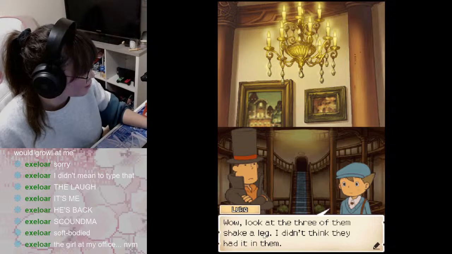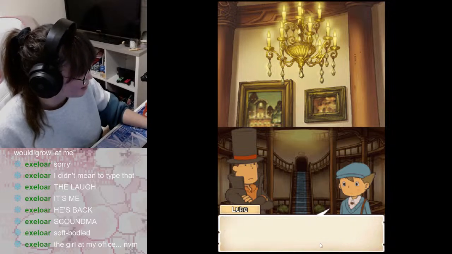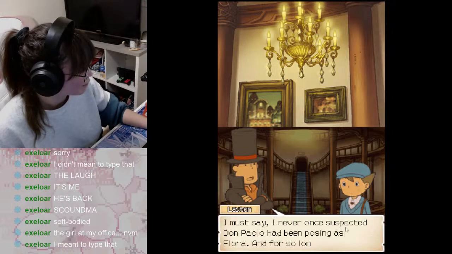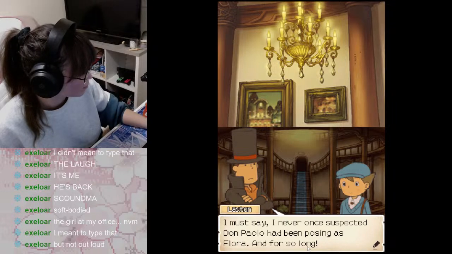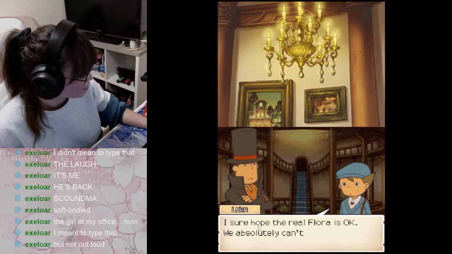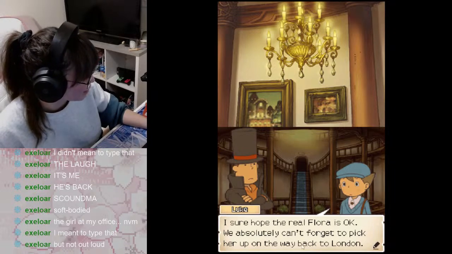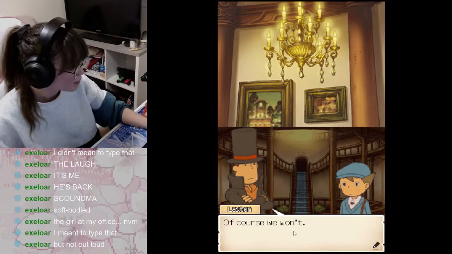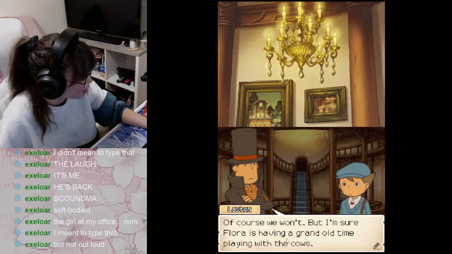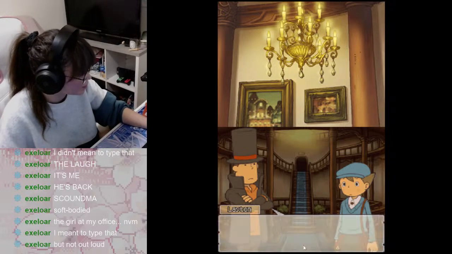Wow, look at the three of them shake a leg. I didn't think they had it in them. I must say, I've never once suspected Don Paolo had been posing as Flora, and for so long. I sure hope the real Flora is okay. We absolutely can't forget to pick her up on the way back to London. Of course we won't. But I'm sure Flora is having a grand old time playing with the cows.